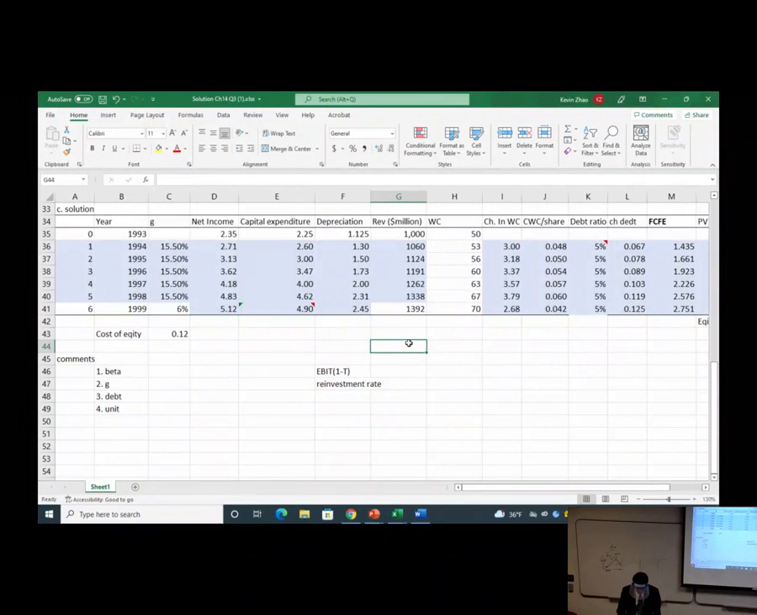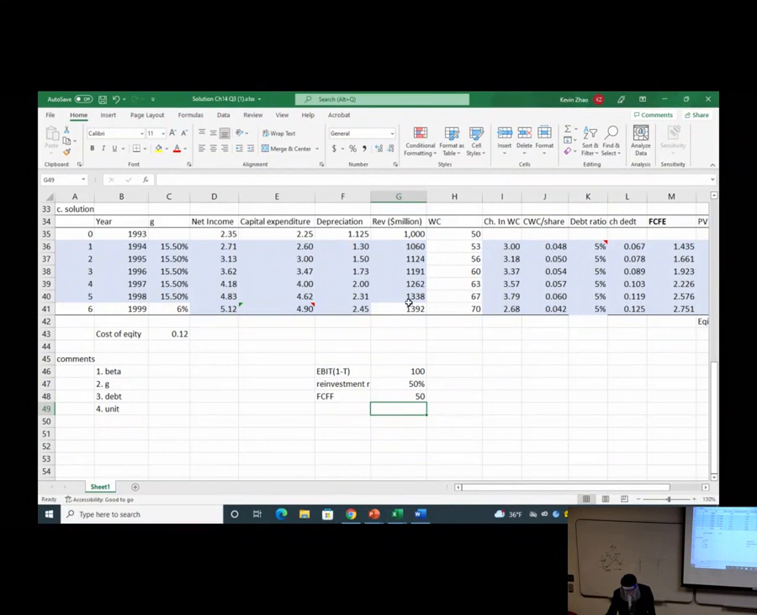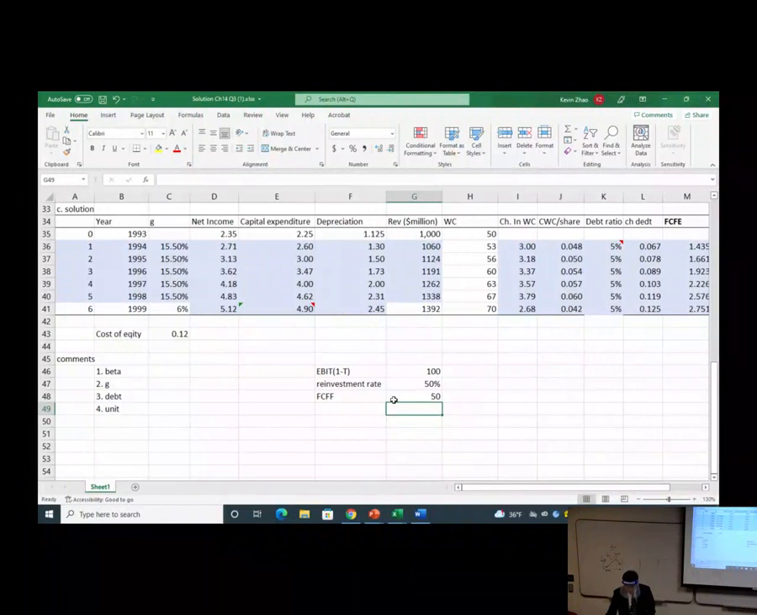Let's say after-tax EBIT is 100, and somehow you figure out this reinvestment rate is 50%. And then free cash flow to the firm is just equal to this times (1 minus reinvestment rate), right? Just one step. But how do you figure out this reinvestment rate? There's no CapEx, there's no depreciation and amortization.